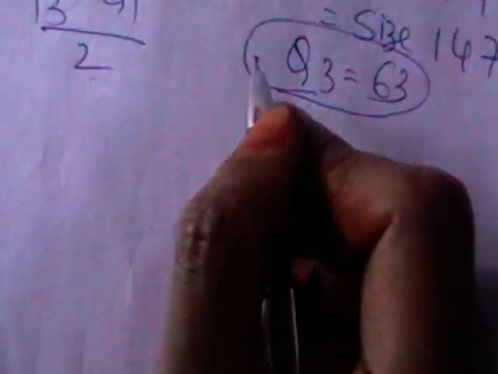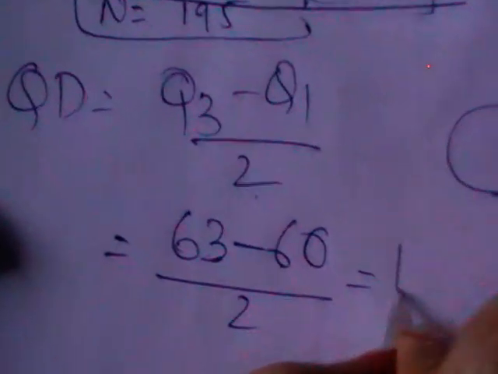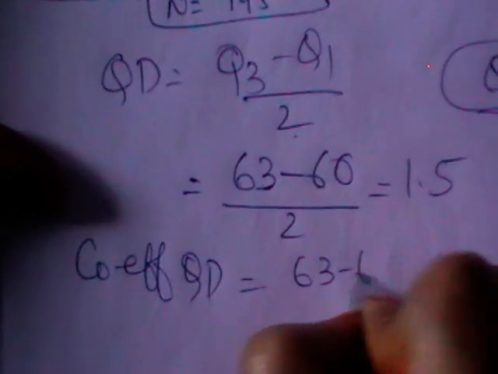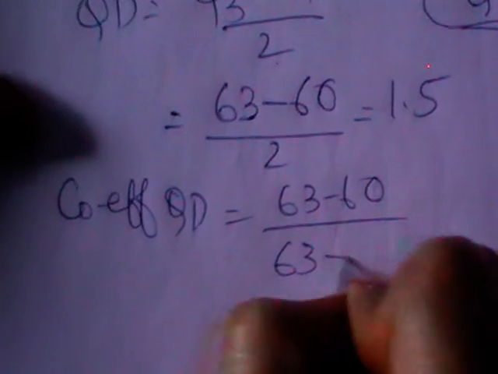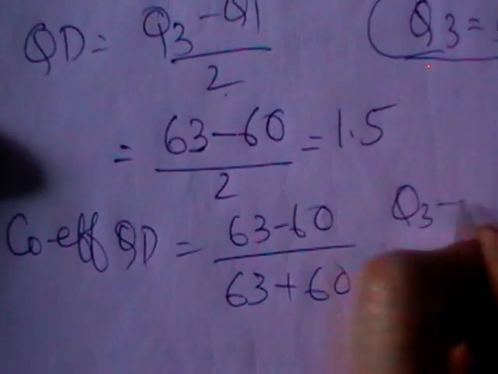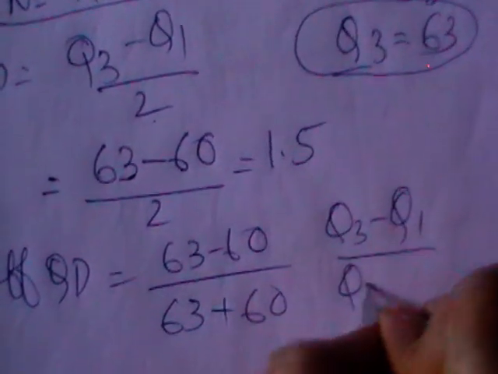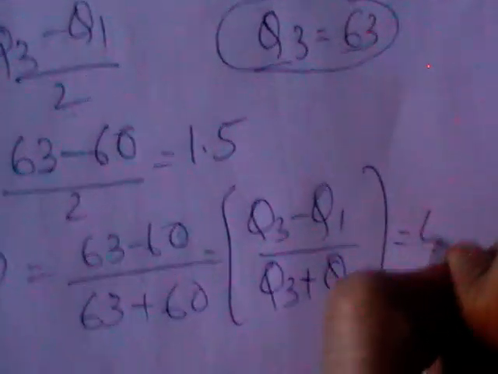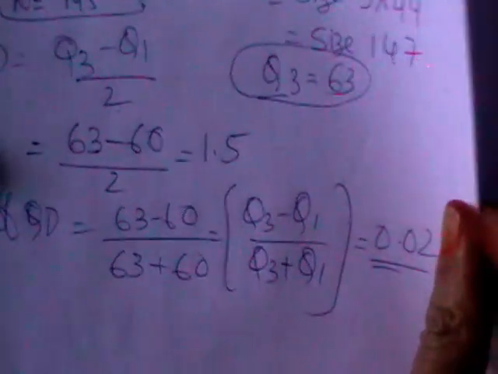Okay. So you got Q3 and Q1. Formula for QD is Q3 minus Q1 by 2, 63 minus 60 by 2, which is nothing but 1.5. Coefficient of quartile deviation is 63 minus 60 by, what is the formula here? Q3 minus Q1 by Q3 plus Q1, which is equal to 0.02. We calculate the value directly. So this is the calculation for discrete series.